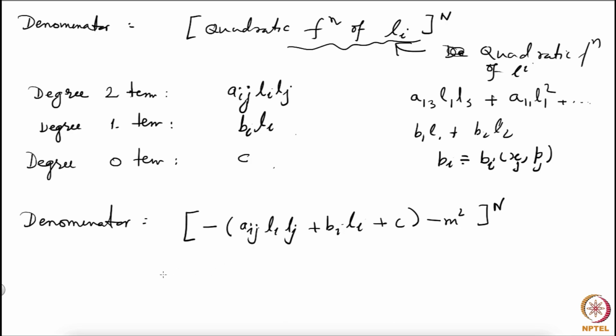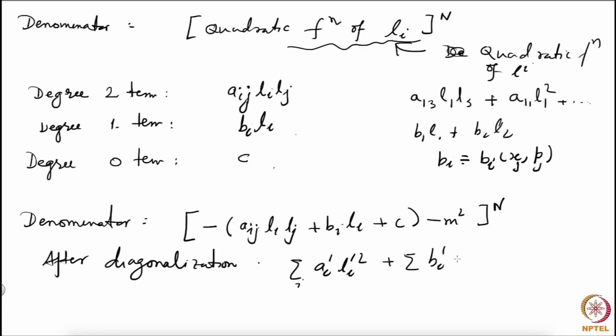And then after diagonalization I can write it as A_i' L_i'^2 plus B_i' L_i' plus a constant. So basically I'm doing an orthogonal transformation. The L_i's go to L_i' and these coefficients will change, of course. So this is the linear term. Because we are trying to diagonalize this by an orthogonal transformation, this is the diagonal form, and these are the coefficients multiplying each of the L_i's, and then this is a constant term.